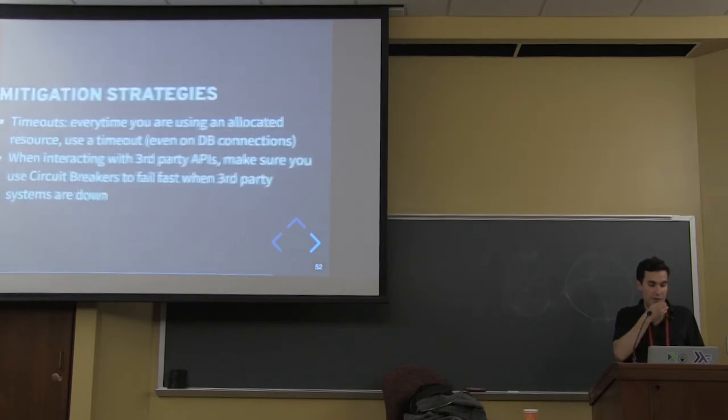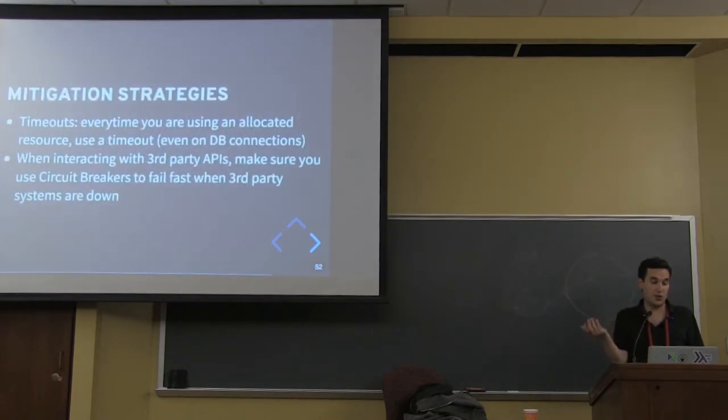When interacting with third-party APIs, make sure you use circuit breakers to fail fast when third-party systems are down. Worst-case scenario, you have tried that request a few times and timed out every time. Why are you going to keep waiting for timeouts when you know it's likely not going to work? Just fail it fast, right? Circuit breakers allow you to make sure that happens.